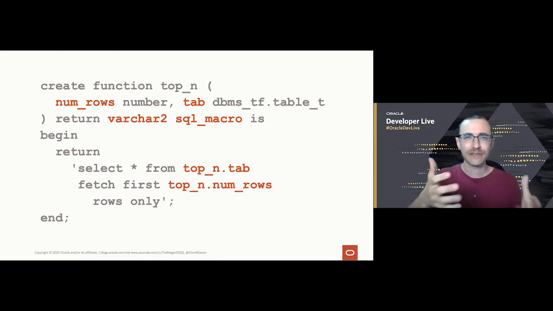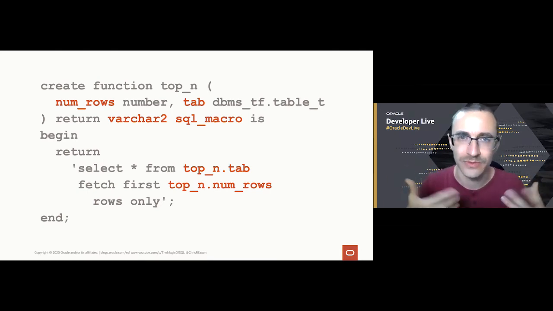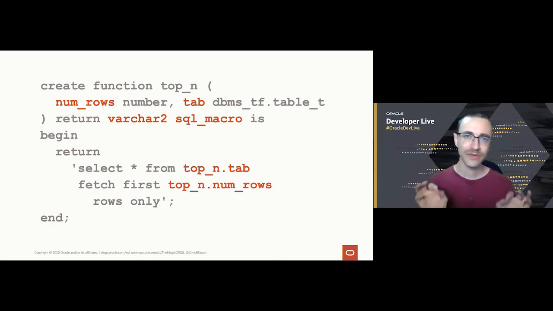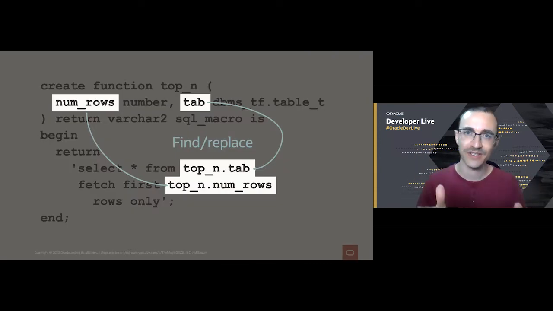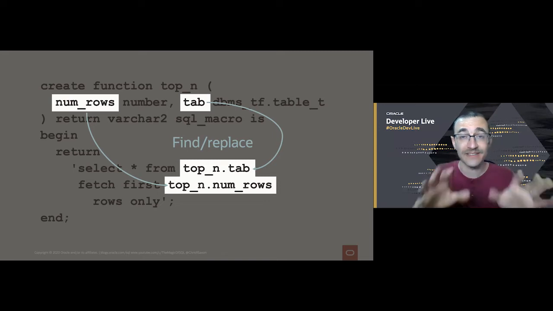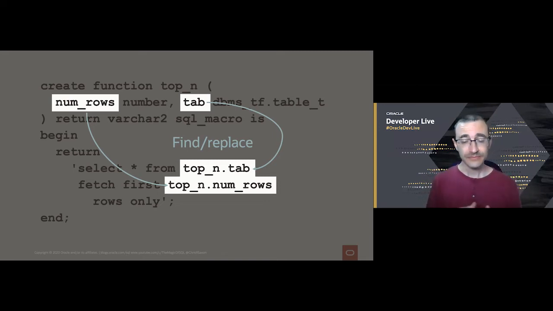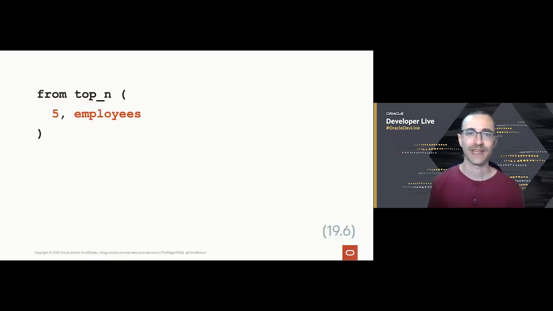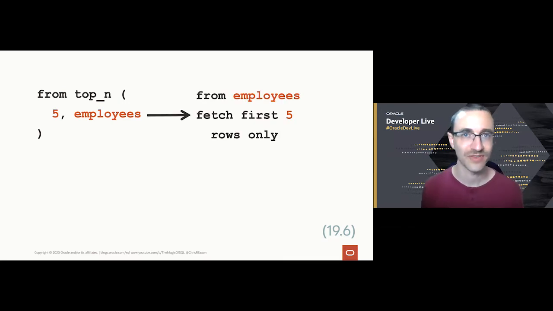So how does this work? How does the database resolve this into an actual SQL statement? Well, when you call the SQL macro, the database does a find and replace of the exact text of whatever those parameters' text is in your SQL statement. So it doesn't evaluate functions, it doesn't peek at binds or anything like that. You've got a bind variable for the number of rows. The bind variable is what is in the function that is executed by the database. So if we call this top N function and pass in 5 from employees, what we're going to get is select from employees, fetch first 5 rows only. So it's fairly straightforward and obvious there.